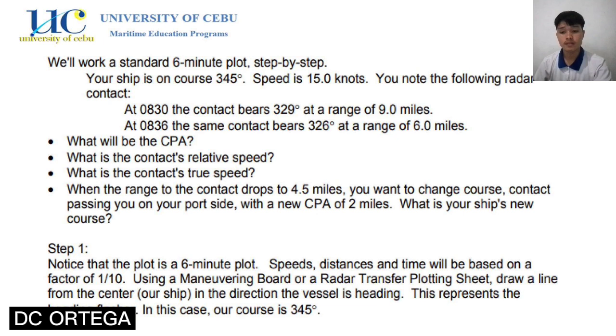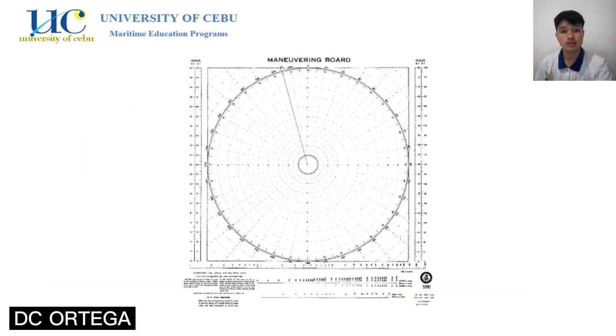Step 1. Notice that this is a 6-minute plot. So speeds, distances, and time will be based on a factor of 1/10, using a maneuvering board or radar plotting sheet. Draw a line from the center, our ship, in the direction the vessel is heading. We have this maneuvering board, or the radar plotting sheet, to cover distances and speed of vessels from other vessels. This will be discussed by my teammate Warren Paulican.